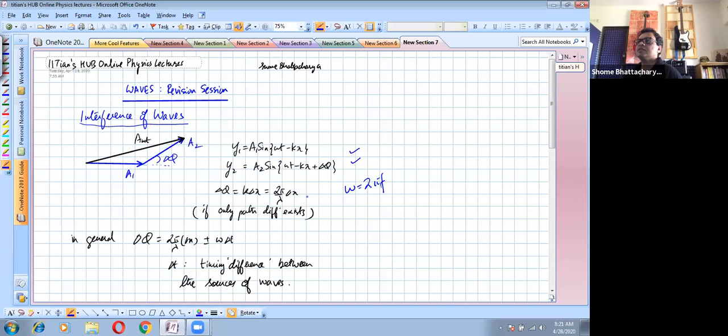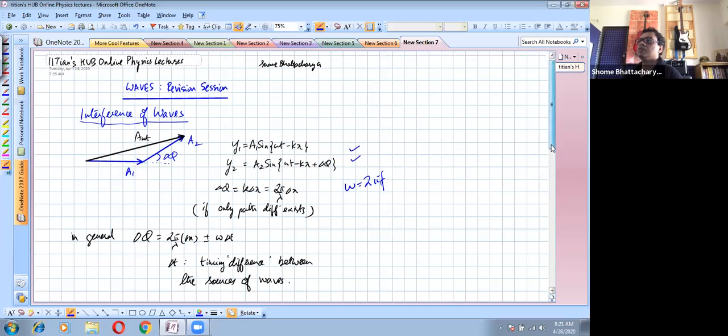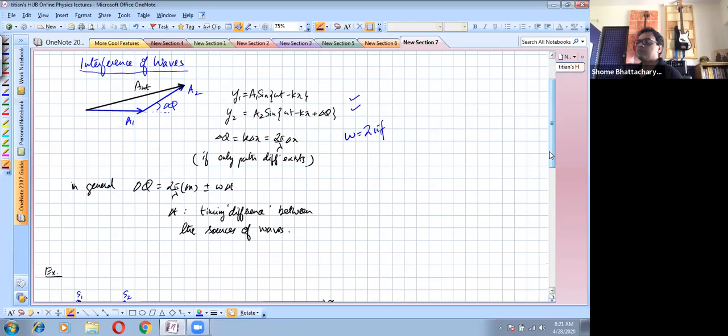And to that end, we had seen that if delta phi is an even multiple of pi, then we have constructive interference. Odd multiple of pi, we have destructive interference. All that we've understood. Now, today we are more concerned in this coming problem about how the phase difference can be related with path difference.